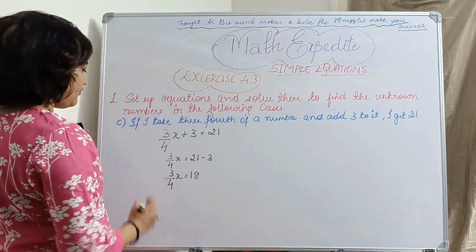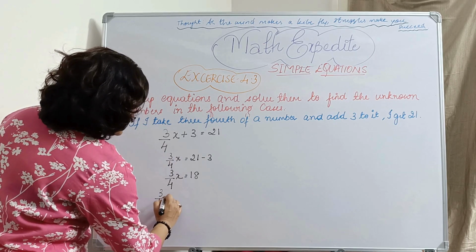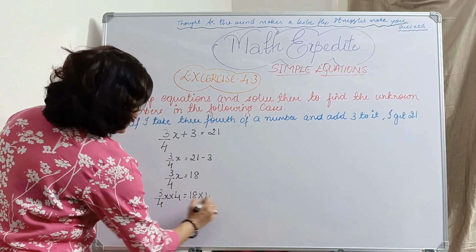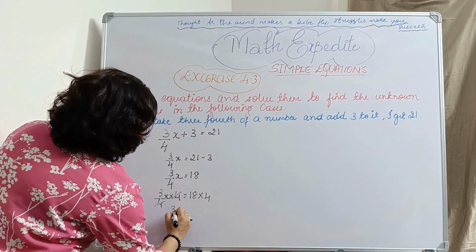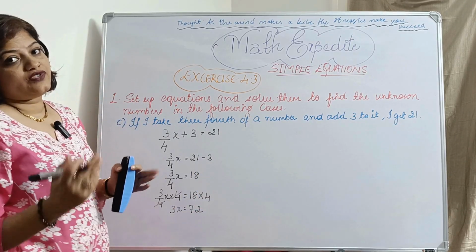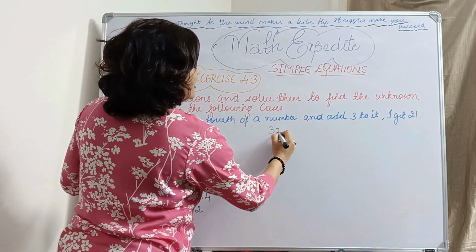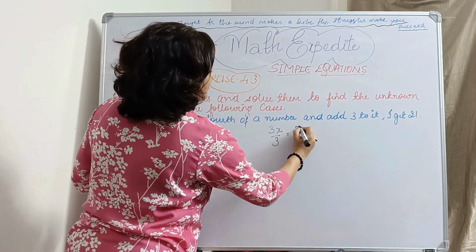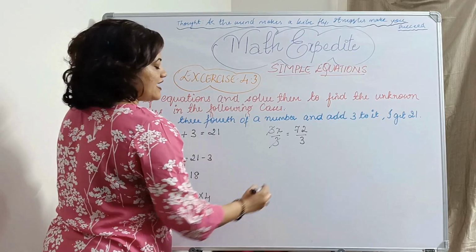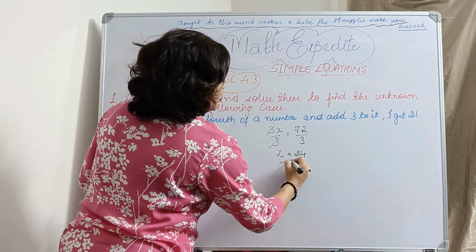Now what do we do? We will multiply by 4 on both the sides. 3 by 4 x into 4 equals 18 into 4. 4 gets cancelled, so I get 3x equals 72. So what do I have to do now? I have to divide by 3 on both the sides. So 3x by 3 equals 72 divided by 3. 3 gets cancelled, so I get x which is equal to 24.